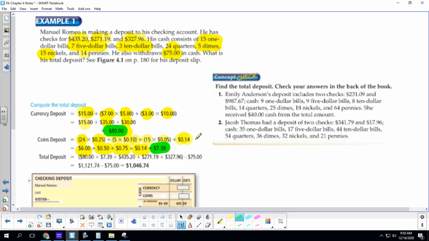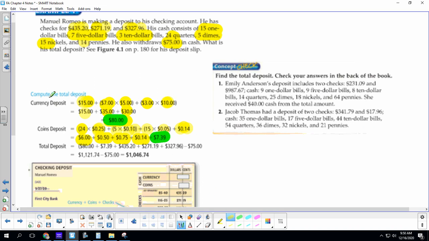So let me track the stuff that we're going to add together. Our total deposit is going to be our $80 from the paper money, $7.39 from the jingle jangle, the coins, and all of our checks. Add all that together, we get $1,121. And then you're going to subtract out the $75.